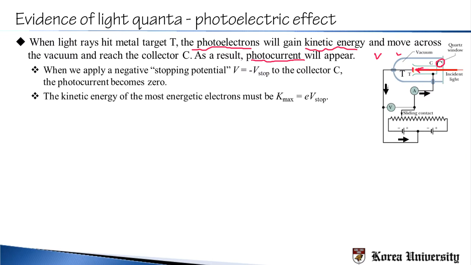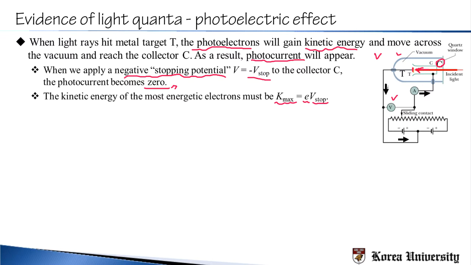Here we can also apply the potential using this battery or the EMF device. If you apply the negative stopping potential, or minus V stop, to the collector C, then the photocurrent finally became 0, right? So what it meant was that the kinetic energy of the most energetic electrons, or the maximum kinetic energy, Kmax, was equal to the charge of the electron multiplied by the stopping potential. This is what we knew.